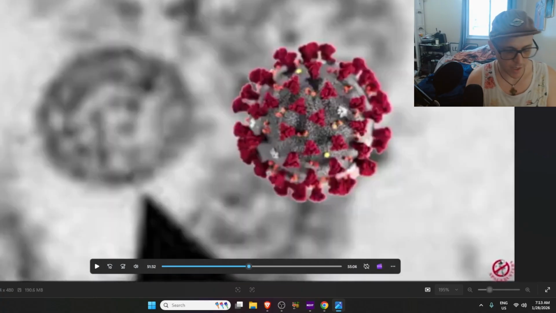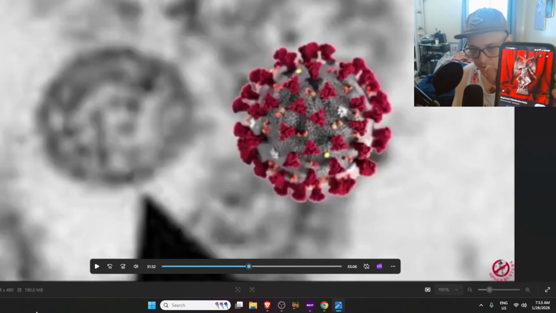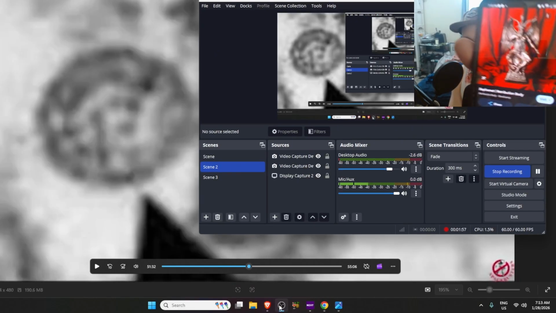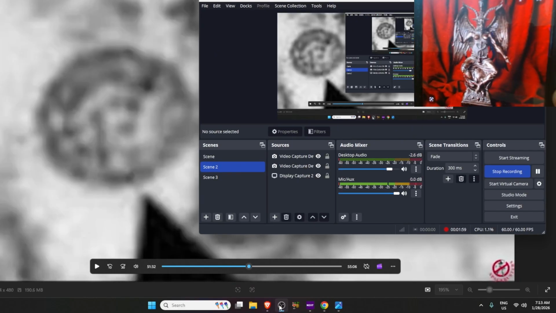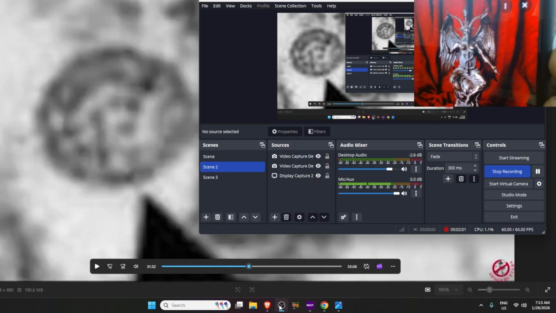I'm gonna pause this real quick. Hold on, let me make sure you guys can see this. What's on the belly of Baphomet? Anywhere he's depicted.